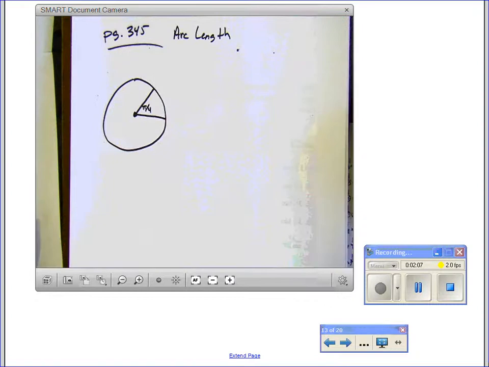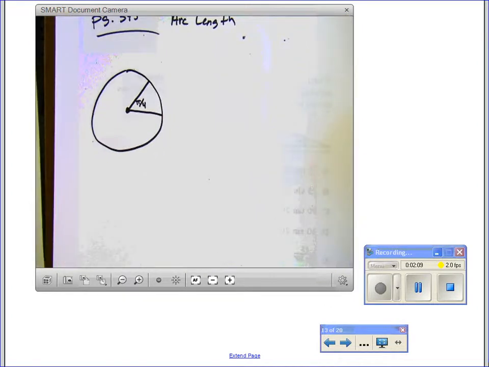I know it's kind of hard to read. It's kind of small there. This will look better, I guess.